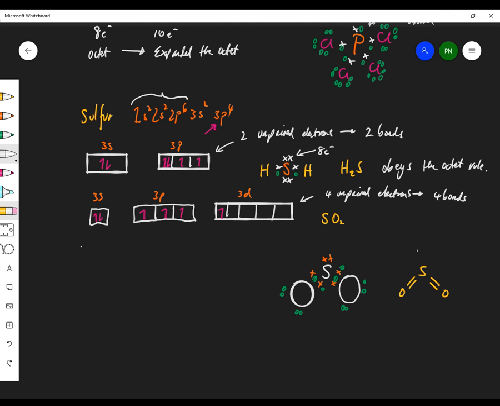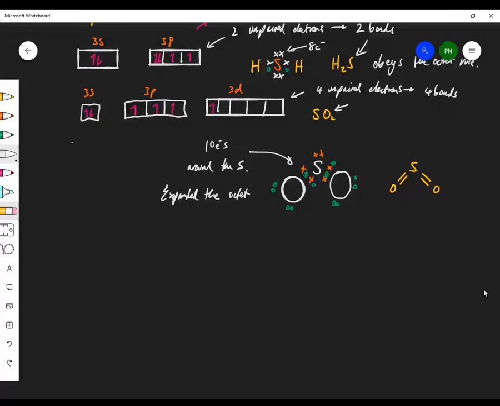Now, if you look closely at the sulfur, it has 10 electrons around it. And so what have we done? We have expanded the octet again. Here in H2S we didn't expand it, but here we did. 4 bonds around the sulfur. And sulfur can actually go one step further, so let's do that.